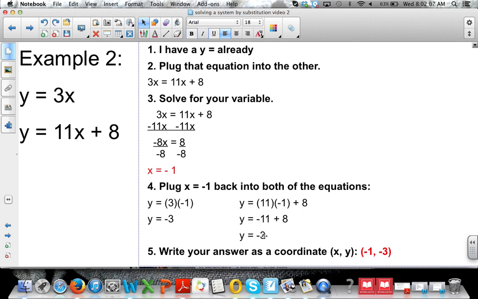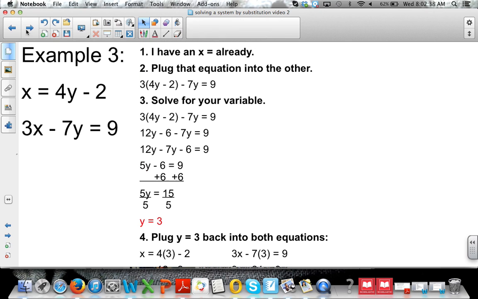If they didn't match, I would need to go back to step 3 and figure out what went wrong. Maybe even step 2 and figure out what went wrong. And if I had solved in step 1, that could be a problem too. Maybe something went wrong back there. Work your way back and figure out where you went wrong. And now that I know what y is, I need to write it as a coordinate. So I know x is negative 1 and y is negative 3. So my answer is negative 1 comma negative 3. That's the only answer you can give me. It's got to be in a coordinate.